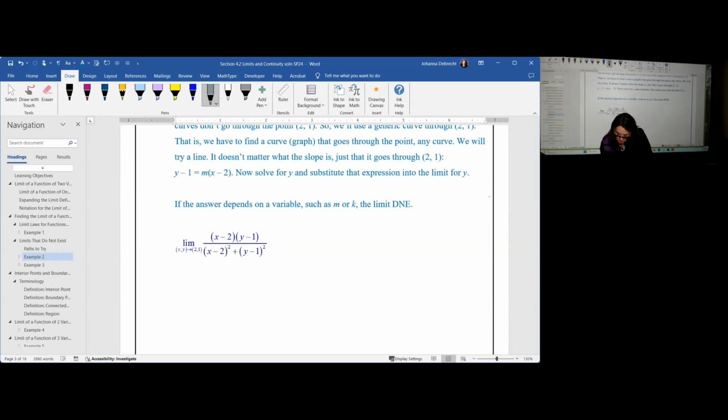Taking the equation up here and solving this for y, I get that y is equal to m times x minus 2 plus 1, which if I want to multiply it out, gives me mx minus 2m plus 1. Let's go ahead and try substituting this in place of y in the limit.